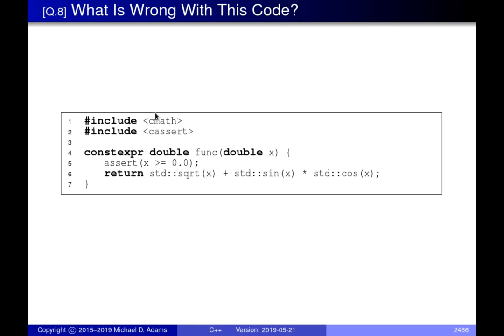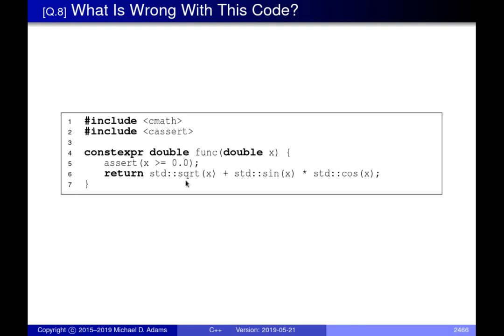So the problem here is we're trying to call it. It looks all well and innocent, and you might think it would seem kind of reasonable, right? Square root shouldn't really rely on any state other than x to compute square root, and similarly for sine and cos. But unfortunately this is not the reality because of this thing called errno.